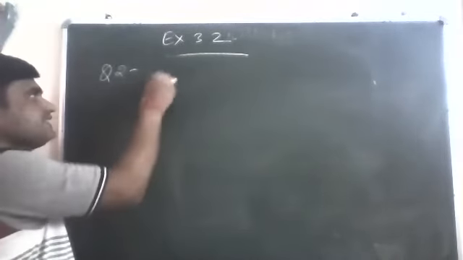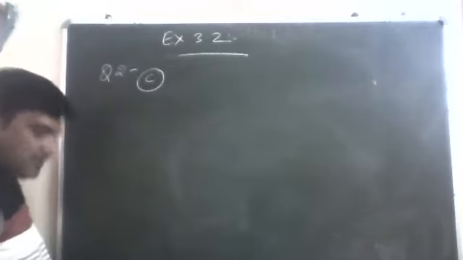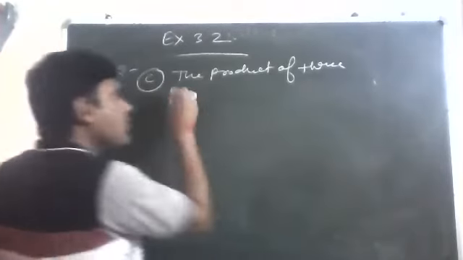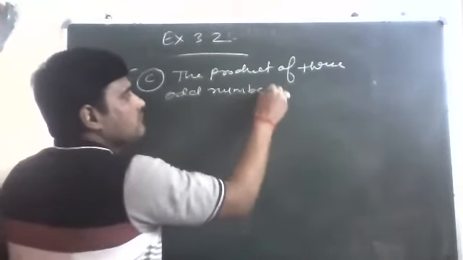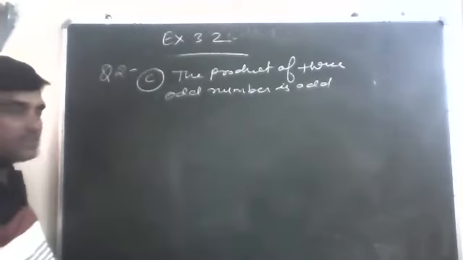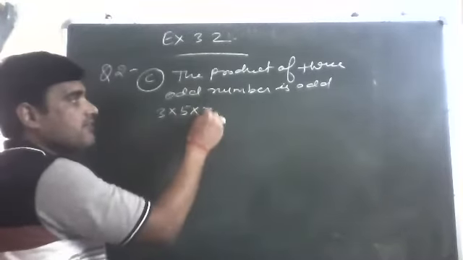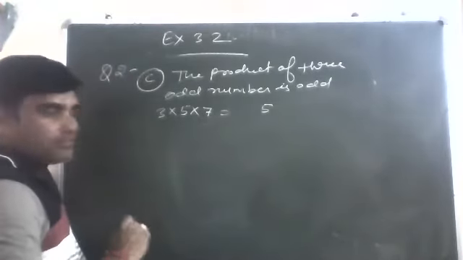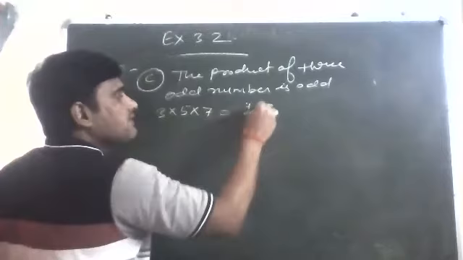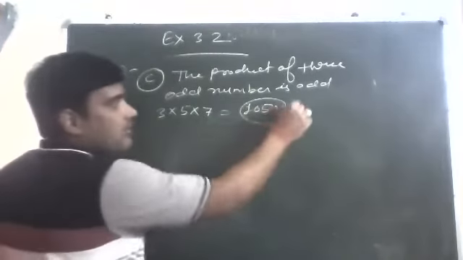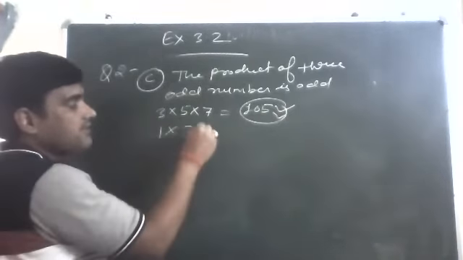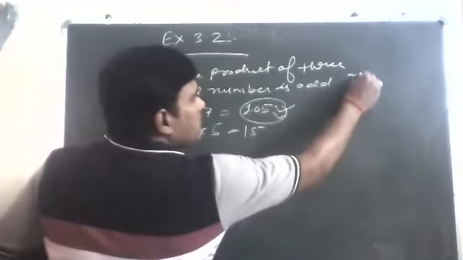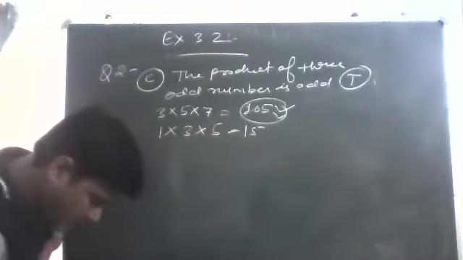So now we check option C. The product of 3 odd numbers is odd. Here we take 3 odd numbers, 3, 5 and 7. 3 fives are 15, 15 times 7 is 105. 105 is an odd number. Now we check again, 1, 3 and 5. The product of three odd numbers is odd. Understand?